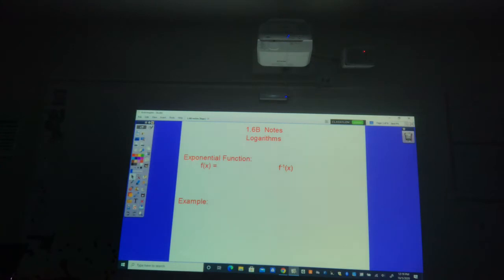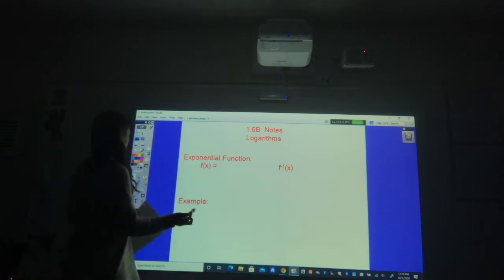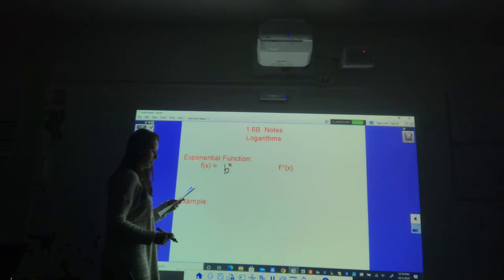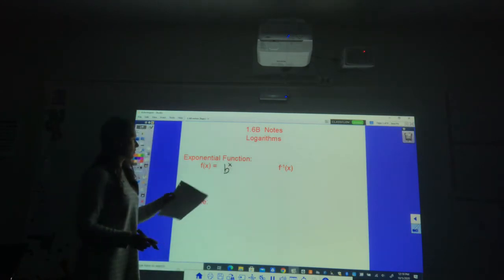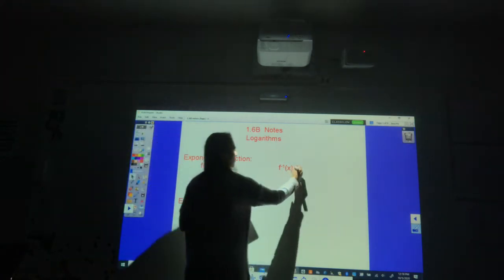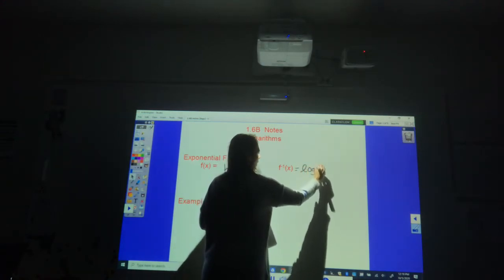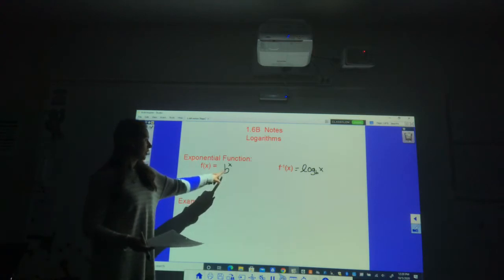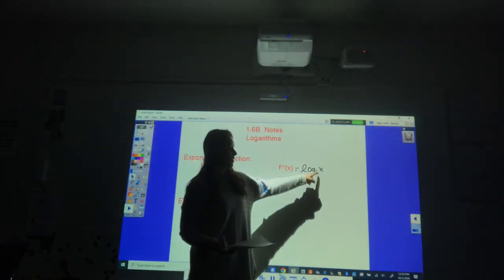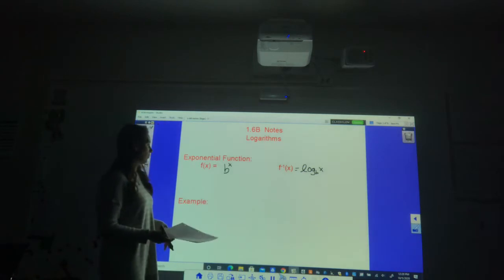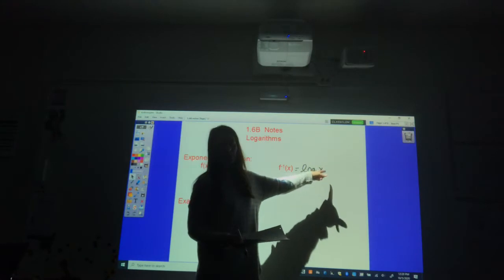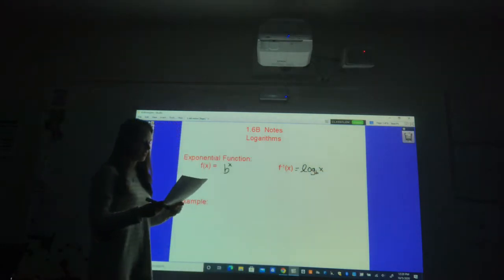So the first thing, an exponential function, we've kind of talked about last week, but f of x equals b to the x. And the inverse of an exponential function is a log function. Log base b of x. Okay, so whatever the base was here, that is the base of the log. So those would be inverse functions. If you graph them, like if you graphed 5 to the x and log base 5 of x, they would look like inverse functions.